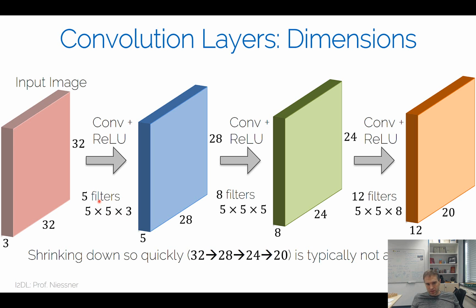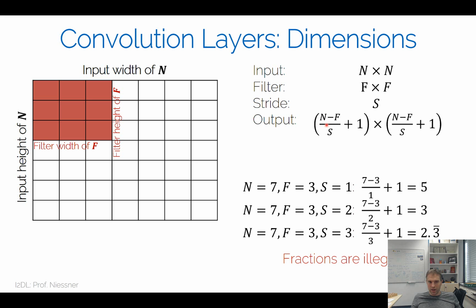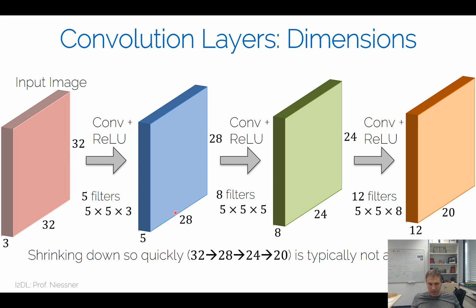We are applying 5 filters, so we have 5 unique sets of weights here. You can already see how many weights we have: 75 plus 1 is 76 per filter, so 76 times 5 filter weights in total. If we apply this with no padding at the moment, then we're shrinking it down from 32 to 28, with the formula we had here, n minus f divided by s plus 1, right? Then we go from 32 to 28.